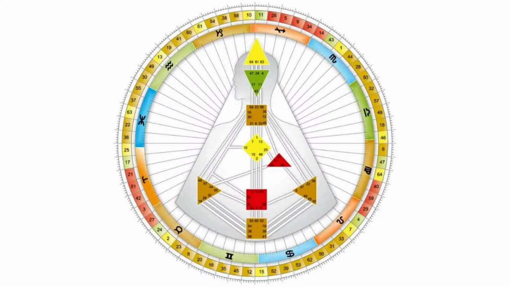Gate 64, confusion, before completion. Location, head center. Channel 64-47, the channel of abstraction. Circuit, the collective sensing circuit, abstract process. Theme, the gate of imaginative chaos, the pressure to make sense of the past. Not-self distortion: mental overwhelm, premature conclusions, romanticizing confusion, spiritual bypassing.